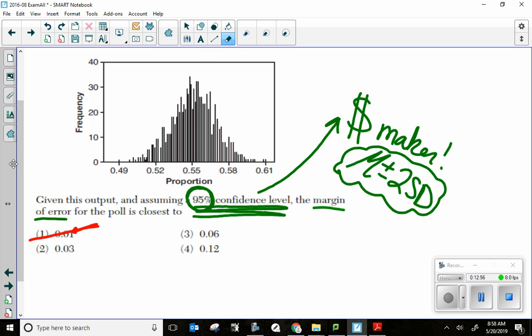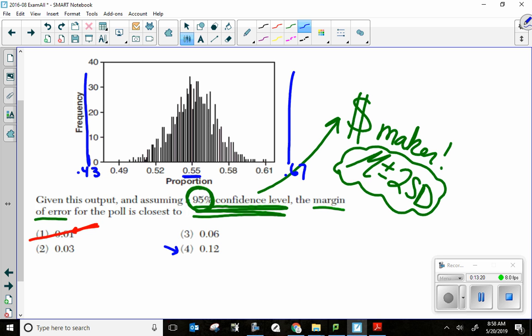All right. Let's go to the far extreme. Let's look at this one, 0.12. If I add 0.12 here, that would be 0.67, which is way out here. And if I subtract 0.12, that'd be 0.43. That'd be way out here. This doesn't cover 95%. That covers 100%. That is not 95%. Remember, 95% is still going to leave some on the outer edges that are not in our interval.